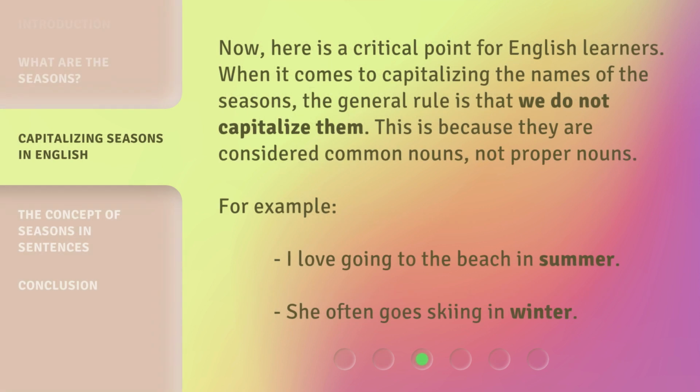Now, here is a critical point for English learners. When it comes to capitalizing the names of the seasons, the general rule is that we do not capitalize them. This is because they are considered common nouns, not proper nouns. For example, I love going to the beach in summer. She often goes skiing in winter.